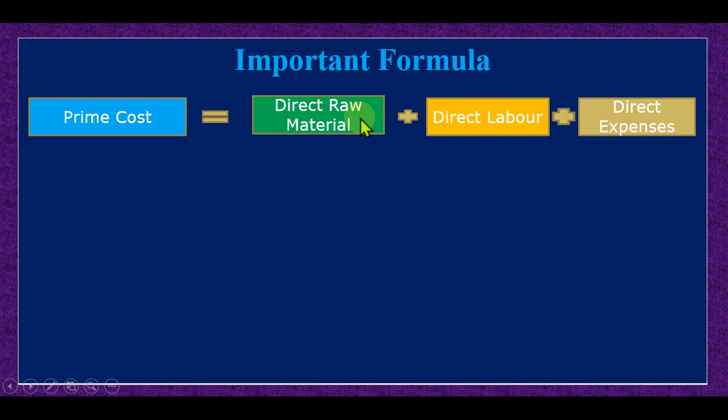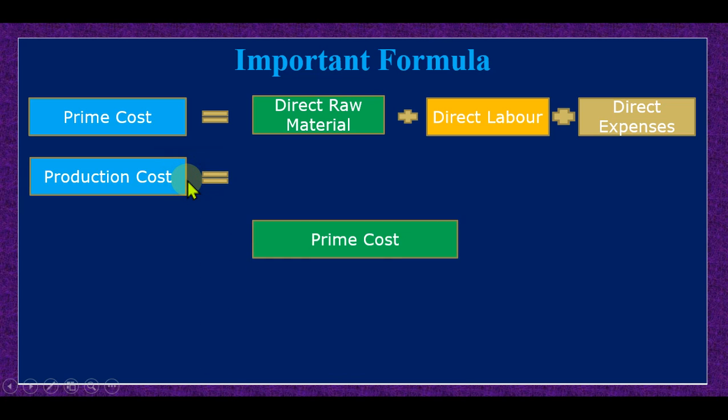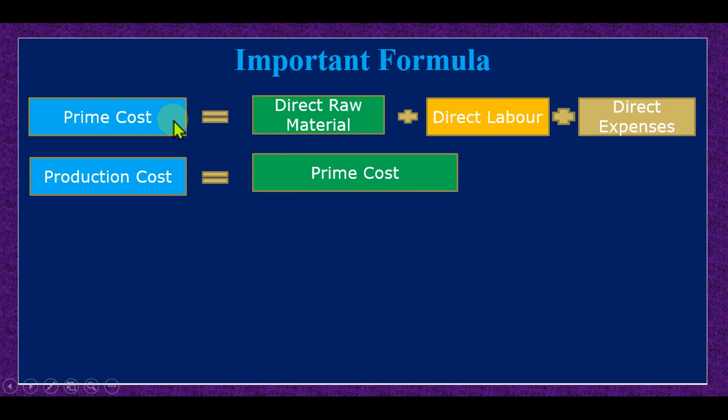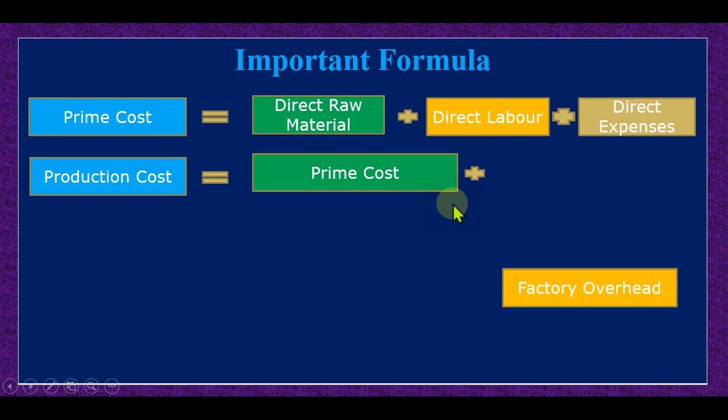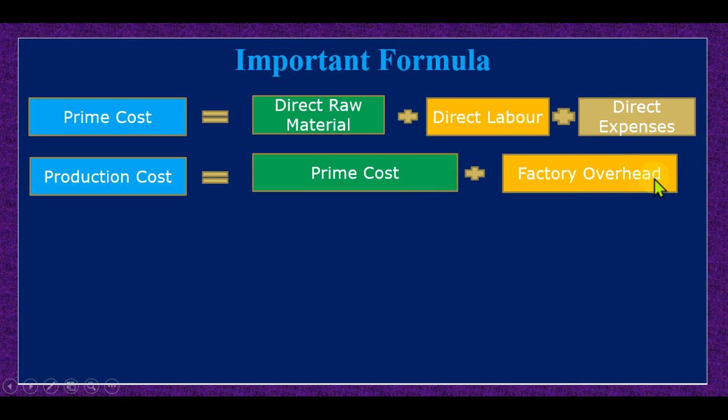So all direct things from that, direct raw materials, direct labor, and other direct expenses, make prime cost. Dear student, now production cost. Production cost means prime cost, that means with this prime cost we have to add factory overhead. That means whatever expenses occurred in the factory, we have to add that with prime cost. Then it is production cost.